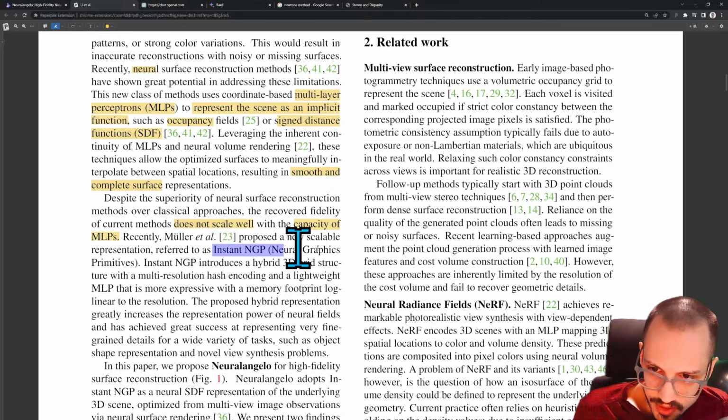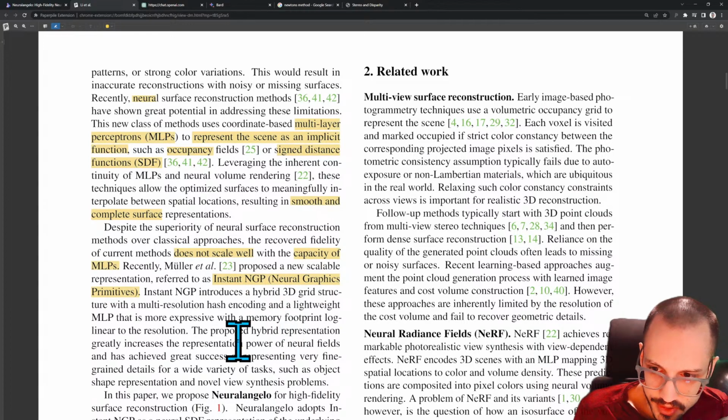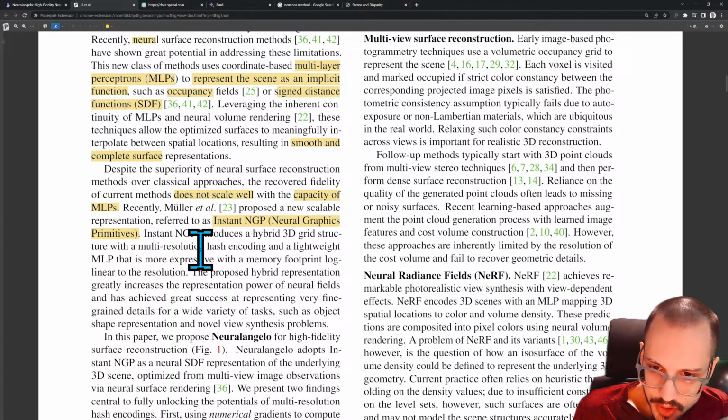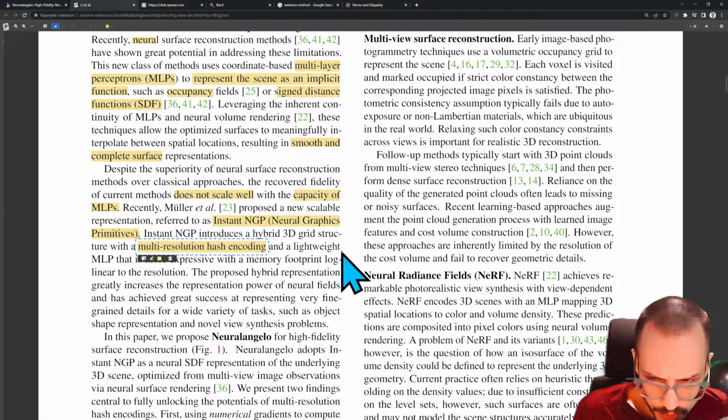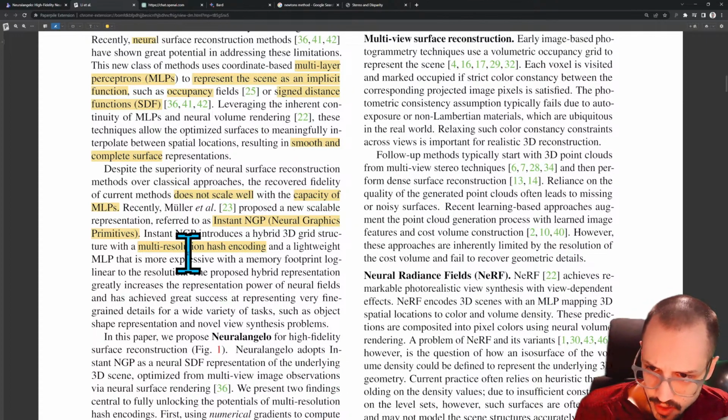Instant NGP, I think this is also an NVIDIA paper, but it might even be the same guy, Mueller et al. Is that the same guy? Yeah, I bet that's this guy. So there you go. Thomas Mueller has been working on this for a long time. Instant NGP produces a hybrid 3D grid structure with a multi-resolution hash encoding and a lightweight MLP. Yeah, so this hash map at multiple resolutions, I think that's not necessarily new to this paper. I do remember seeing that in an earlier NVIDIA paper, so that's something that they've been pioneering and pushing forward.